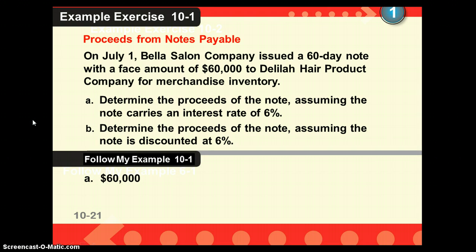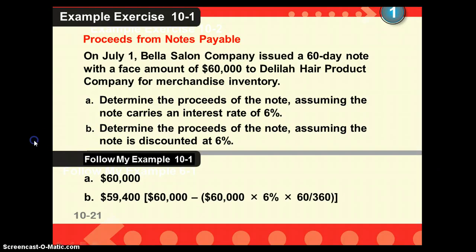With B, when we're determining the proceeds and the note is discounted, we pay the interest up front. So we need to figure out what the interest is: $60,000, the principal, times the rate of 6%, times 60 over 360, because it is a 60-day note. We calculate our interest to be $600. We subtract that out. Our proceeds are $59,400. So when it's discounted, again, you get less cash because you're paying the interest up front. That concludes your notes for tonight.